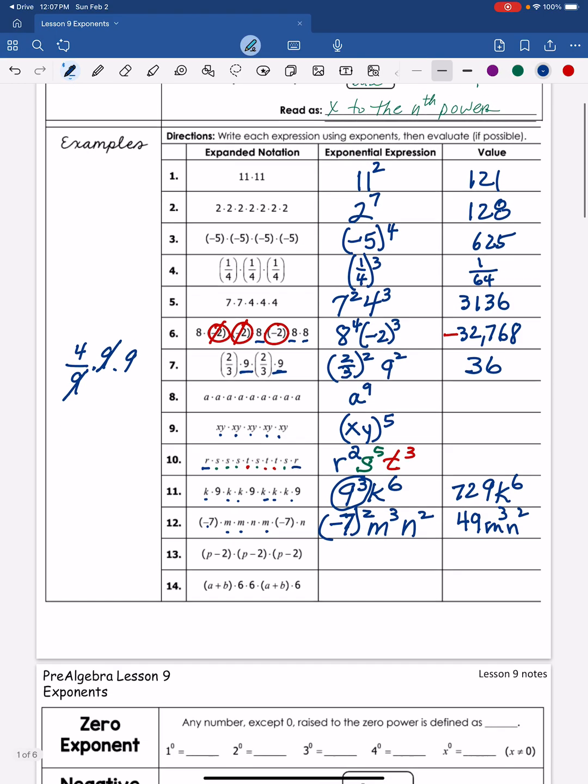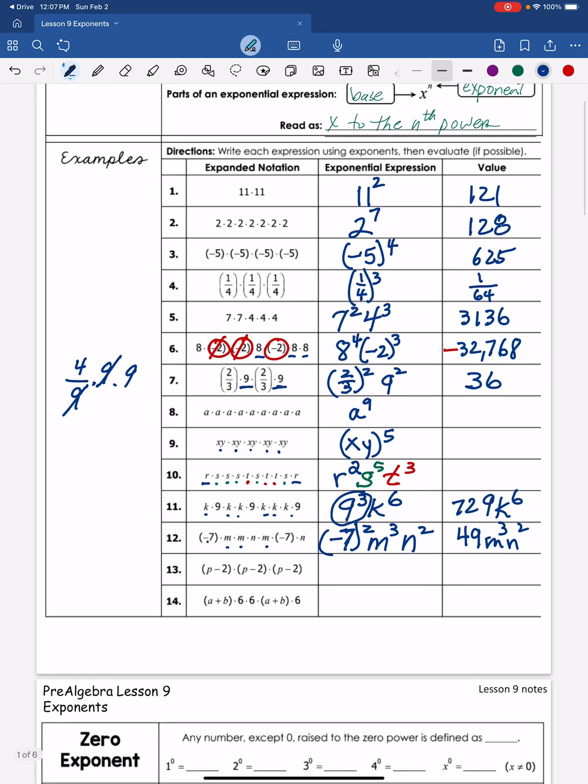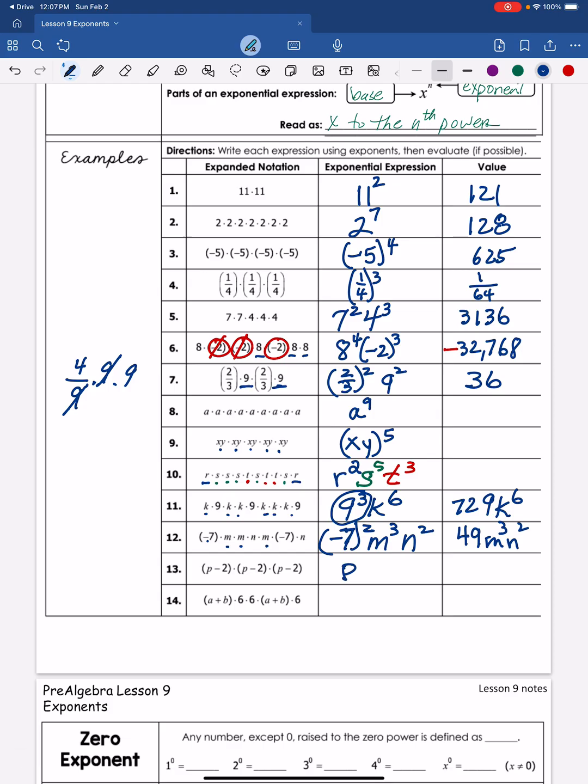13 is a little bit different just because it's got a p minus 2, and that is considered the base, and it happens 3 times. Okay, so p minus 2 is the base, and I'm going to multiply it 3 times.